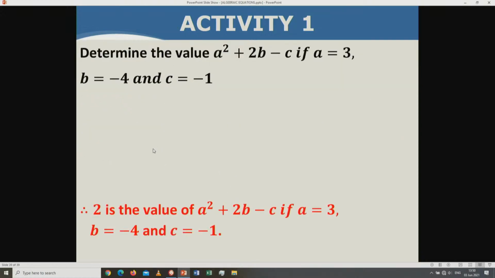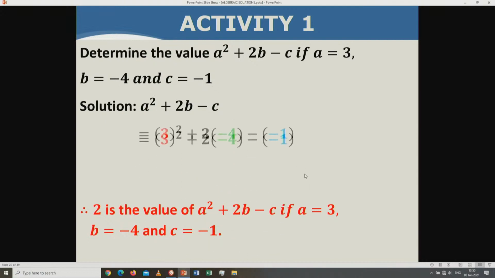Right. Now let's have a look at this one. Determine the value of a squared plus 2b minus c if a is equal to 3. Right. The solution. It simply means we are going to substitute for a. We are going to substitute a with its value 3. We are going to substitute b with its value -4 and c with -1. Right. I will also encourage that you use the brackets when you substitute in the expression. Always use the brackets because most of the time the answer will be affected with the negative sign. So we better use the brackets.